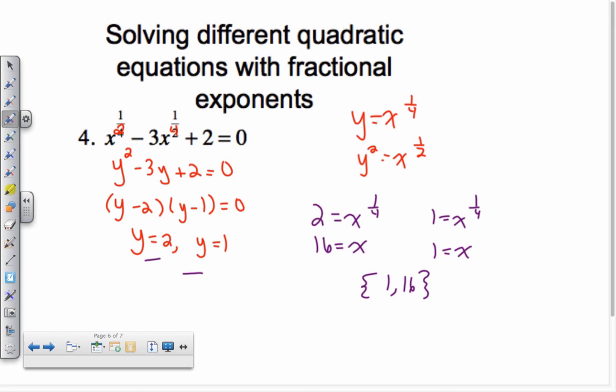All right, and you really should check those because that 1/2 and that 1/4 are actually even roots. And so you want to check to make sure they actually do indeed work. And again, this is the only time you need to check that.